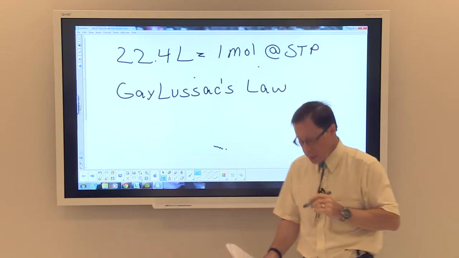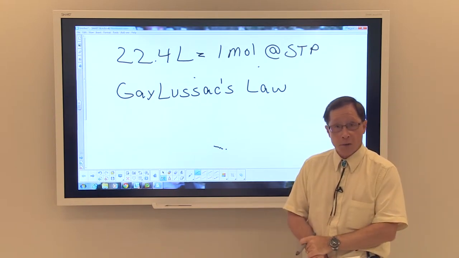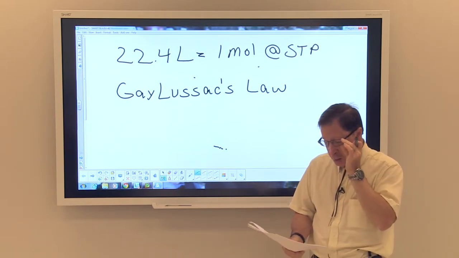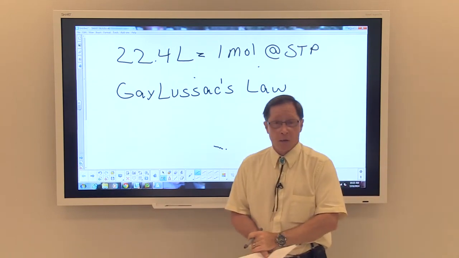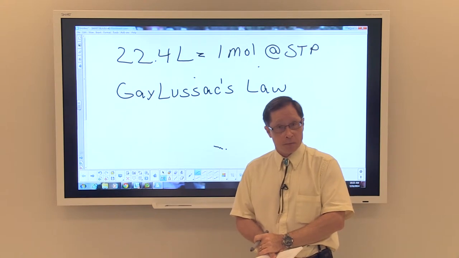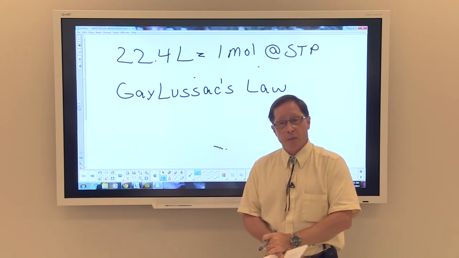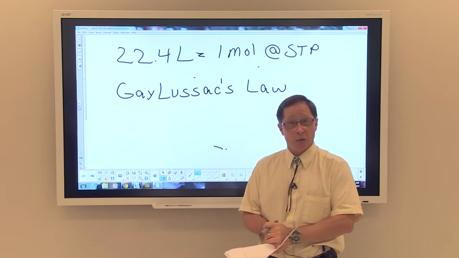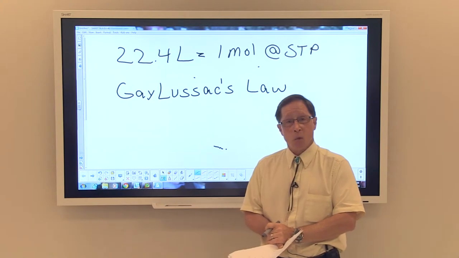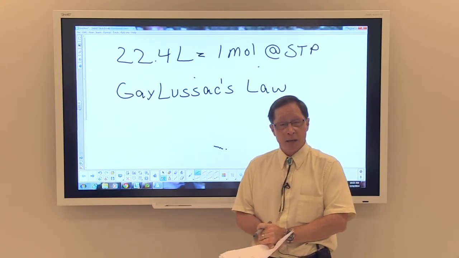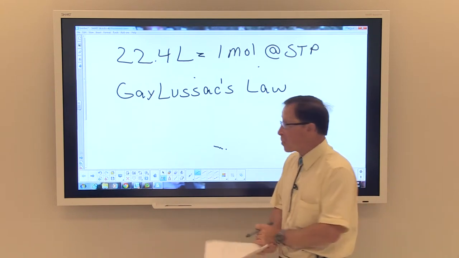Gay-Lussac's law says that at a given temperature and pressure, the volumes of gases that react with each other can be expressed in ratios of small whole numbers. And what this means essentially is that we've always stressed to you the importance of balanced equations. And the balanced equations can be used to predict the volumes of gases that will be needed in a reaction.